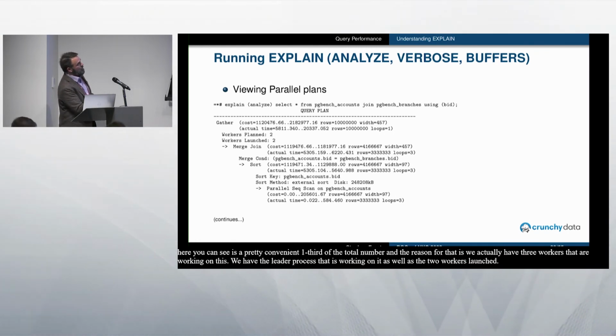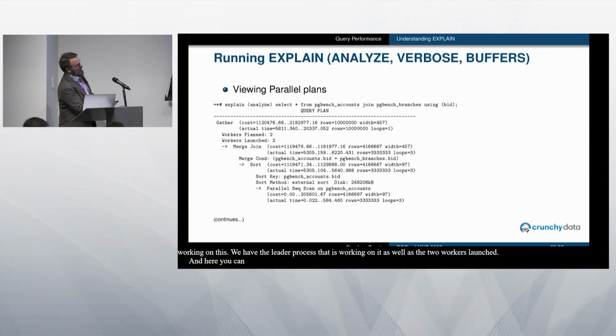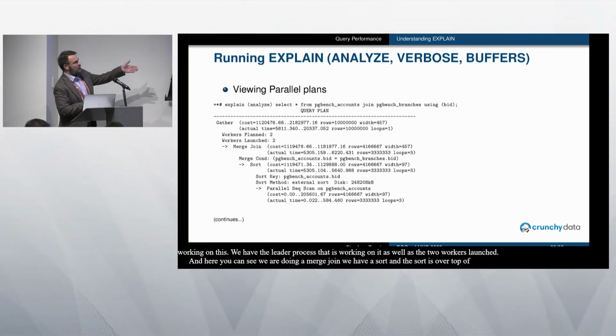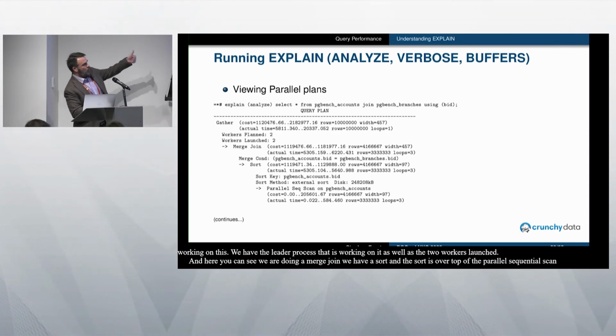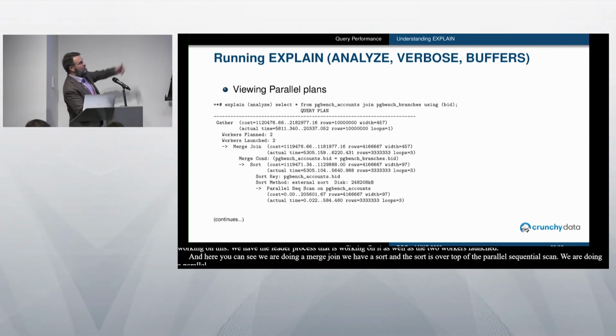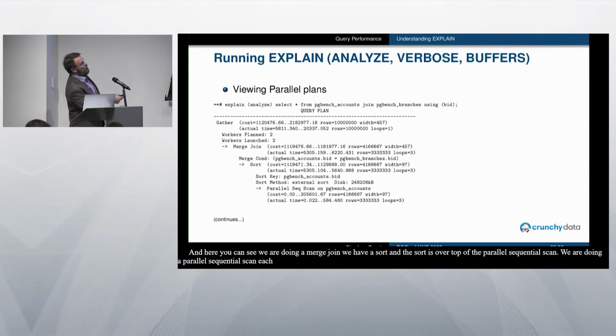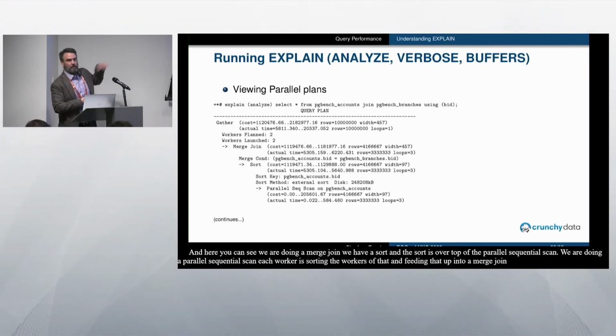And here you can see we're doing a merge join. We have a sort, and the sort is over top of a parallel sequential scan. So we're doing a parallel sequential scan. Each one of the workers is then sorting the results of that and feeding that up into a merge join that then returns the data back to the gather node, and back to the leader process.